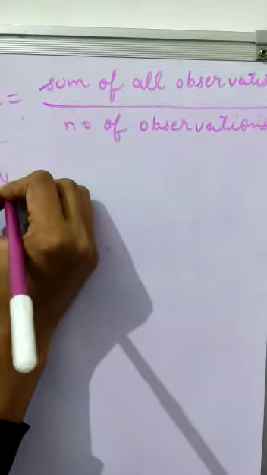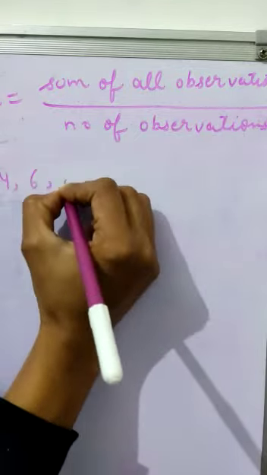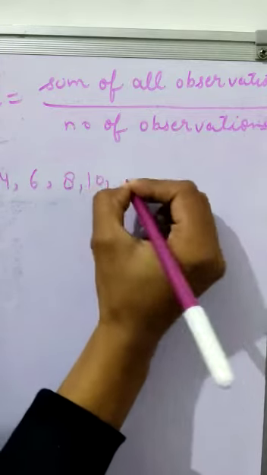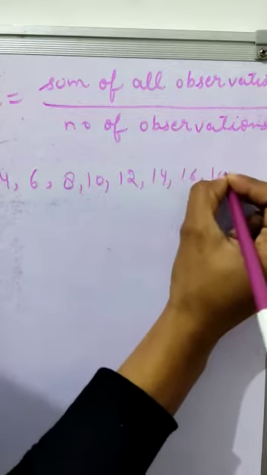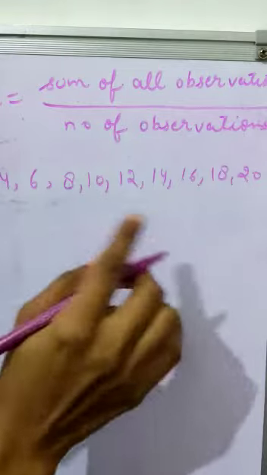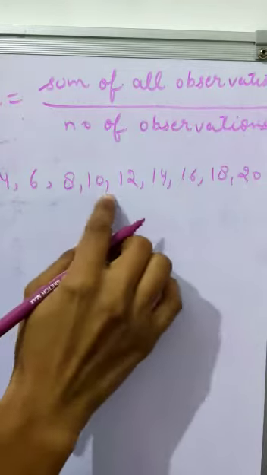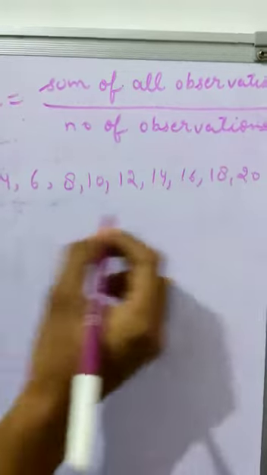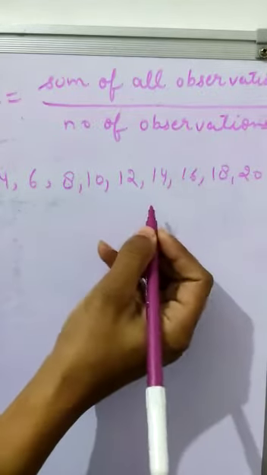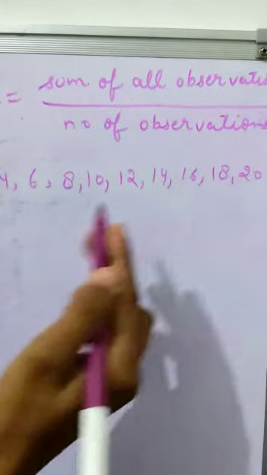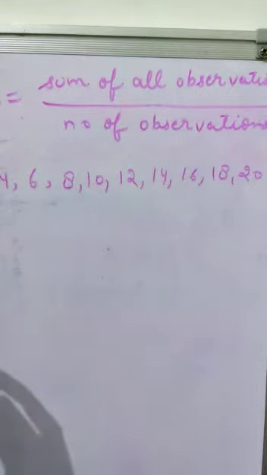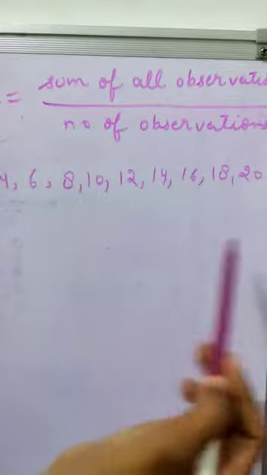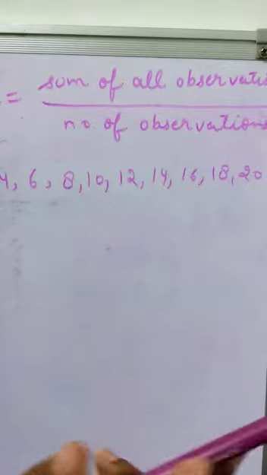2, 4, 6, 8, 10, 12, 14, 16, 18, 20. See, are they 10? 1, 2, 3, 4, 5, 6, 7, 8, 9, 10. These are 10 even numbers. They are all divisible by 2. If the question wants 20 even numbers, then we can simply continue writing up to 40 in this way.